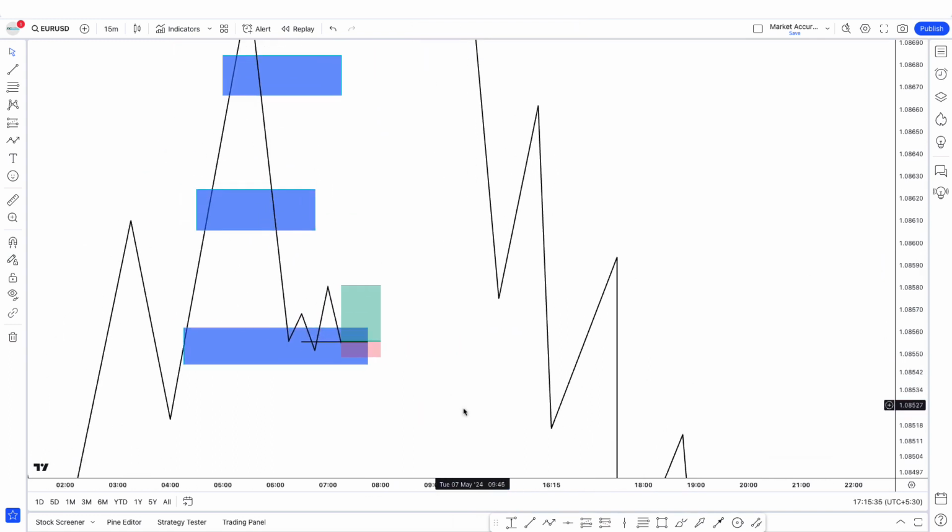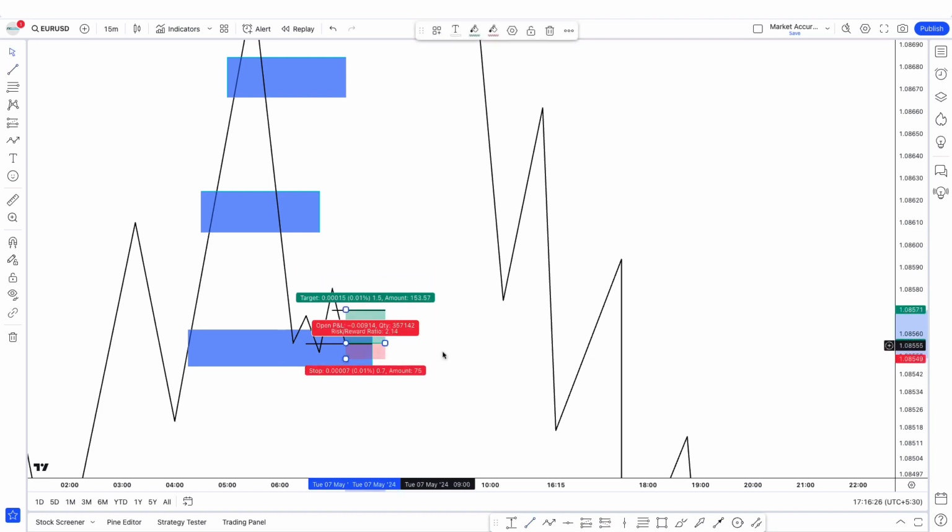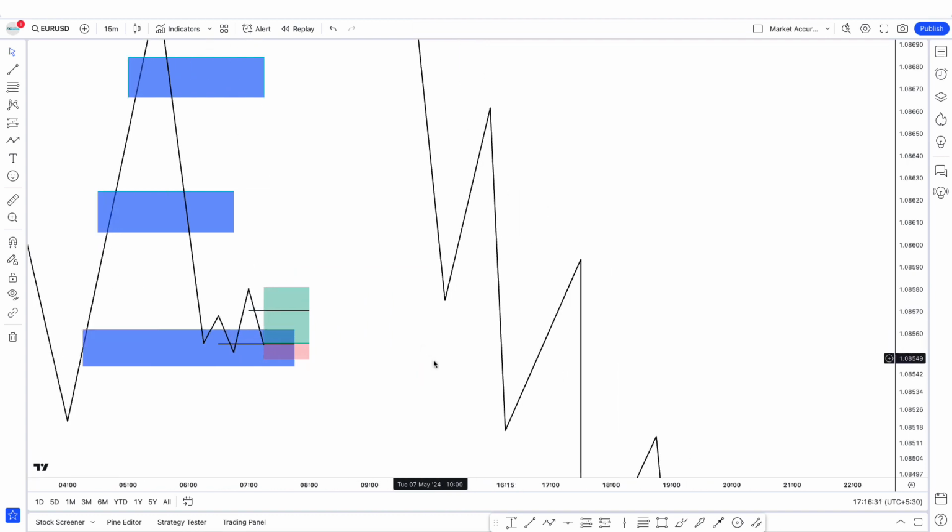And when price comes back to 1 to 1, so if price goes to 1 to 1, you go break even. So you move your stop loss to break even. This is optional, but I always do it. You can be like, okay, I will let the price do whatever it wants.